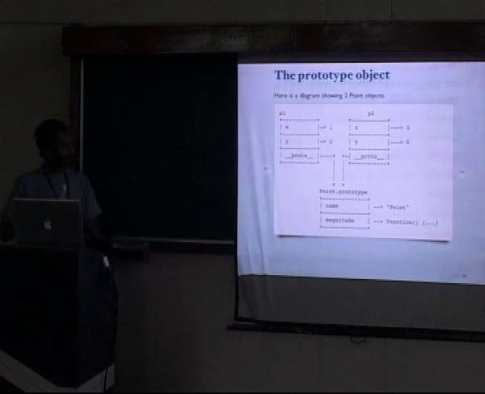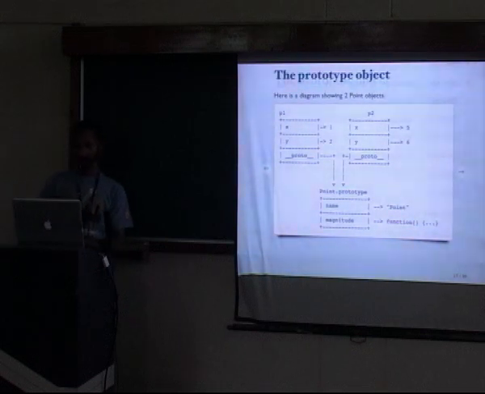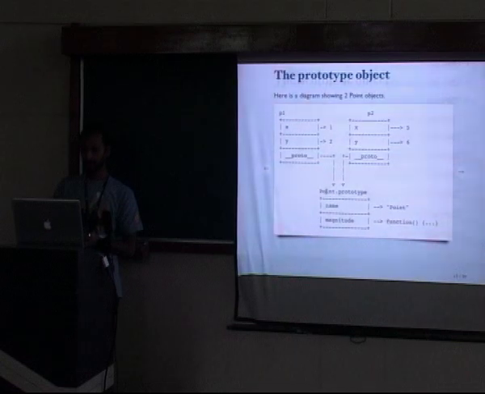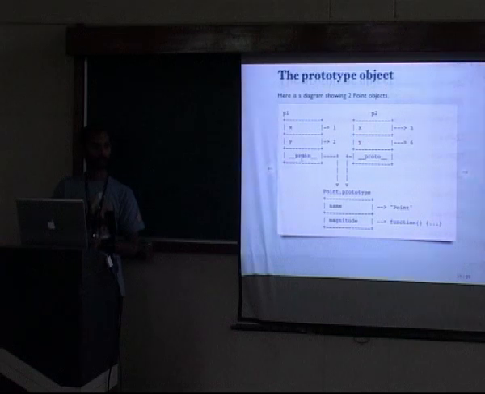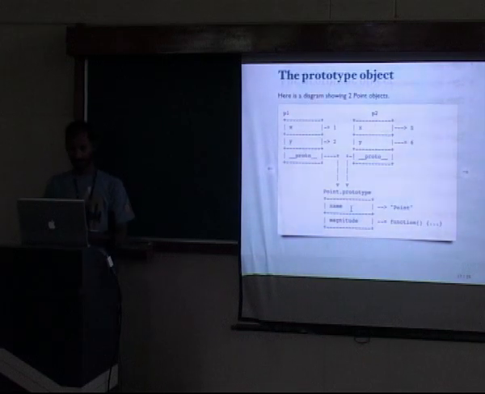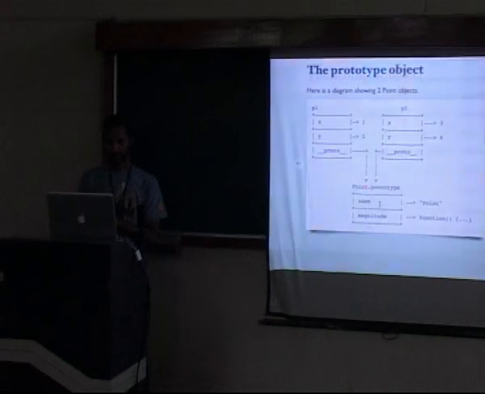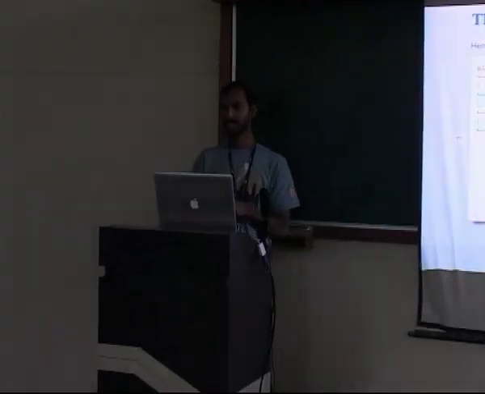So let's try to see how this looks. When you create two new objects using the point function, when you say p1 is new point 1 comma 2, it sets x comma y and the prototype points to the prototype of the function. There is a slight confusion here for the lack of words. We're calling this thing function prototype and this object prototype. I'm really calling underscore underscore proto and prototype both by the same name, just for the lack of a better term.